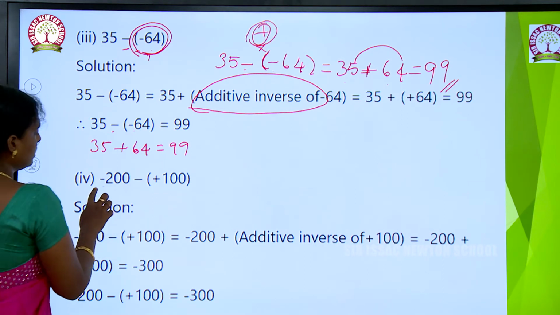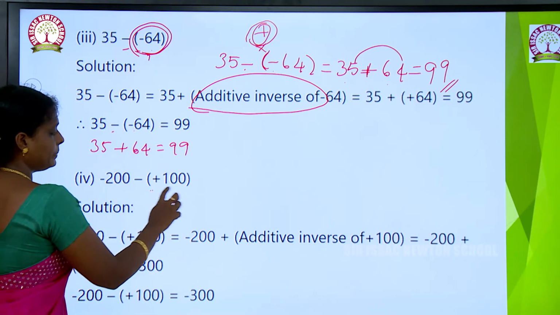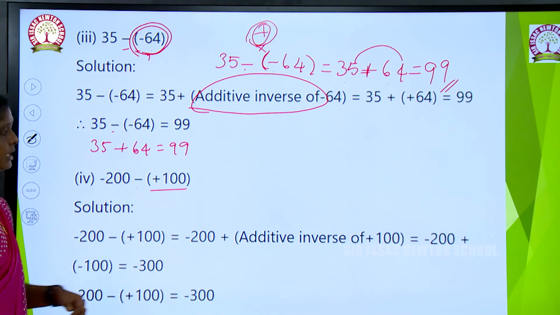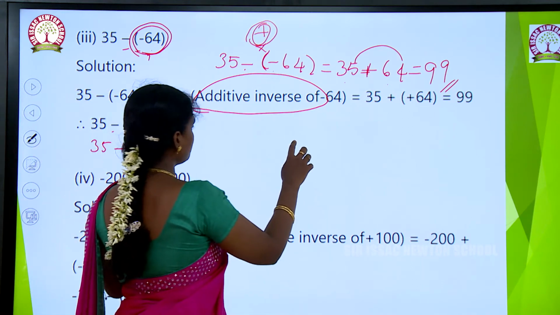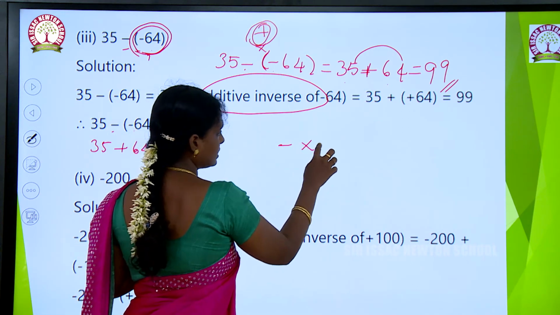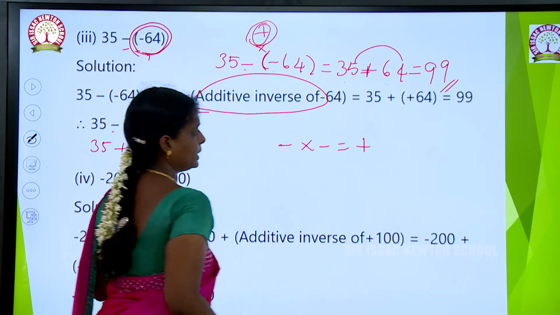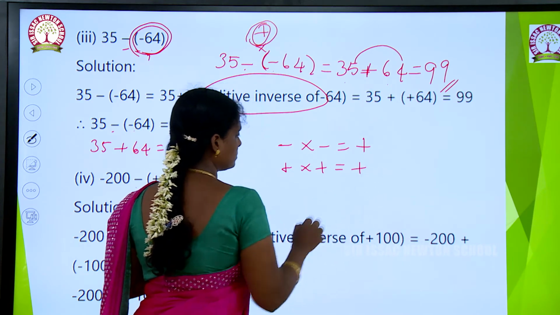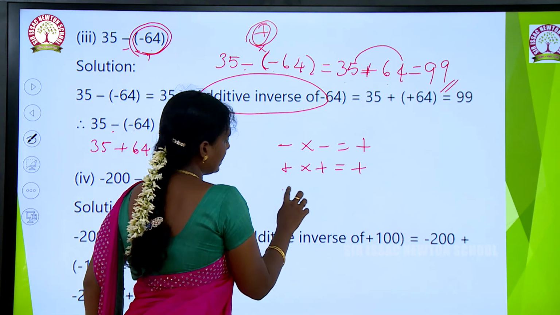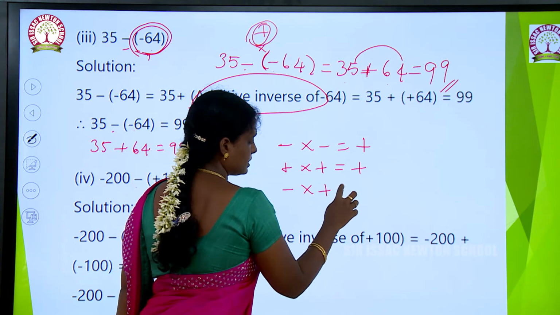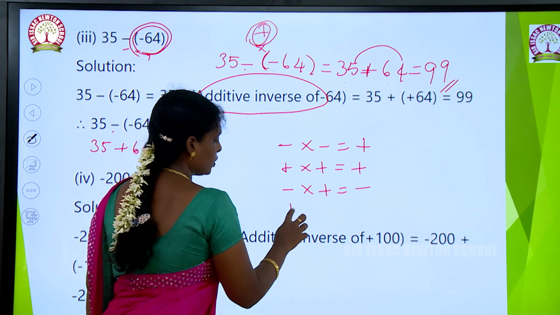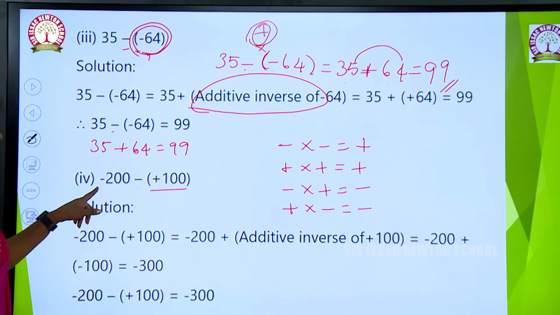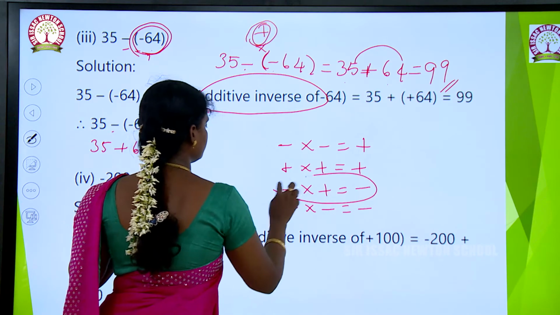See this question: minus 200 minus of plus 100. You have to remember these rules: minus into minus will give plus, plus into plus is equal to plus, which means positive, and negative into positive will become negative. So positive into negative will also become negative. You have to use this rule here.